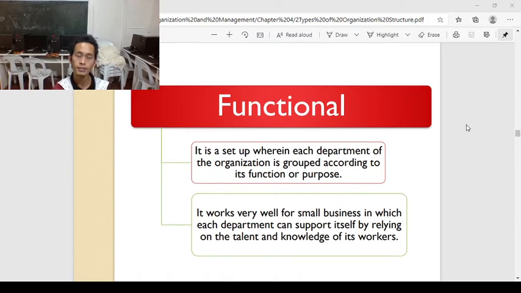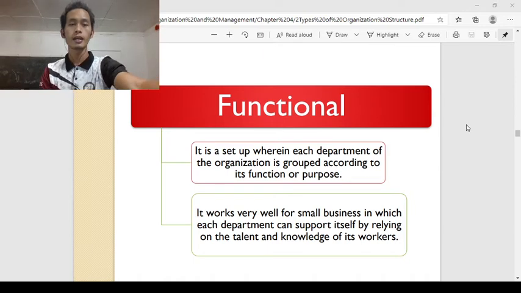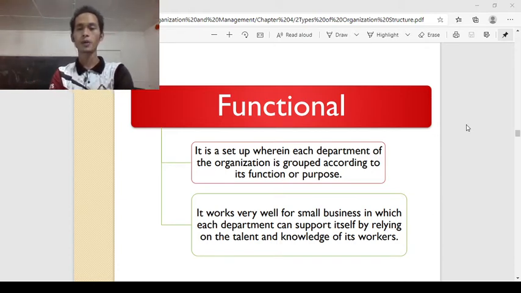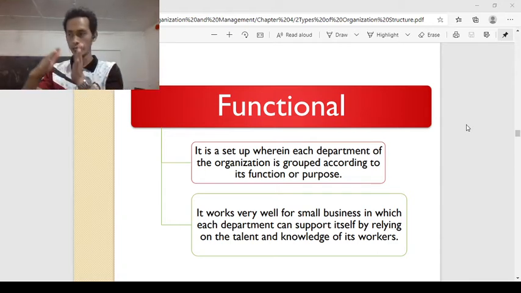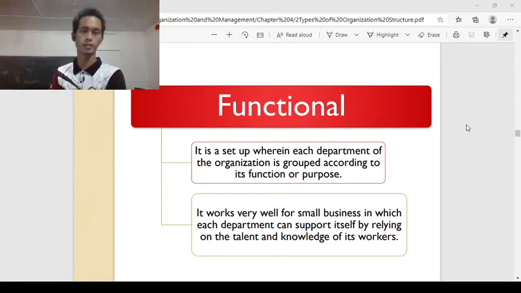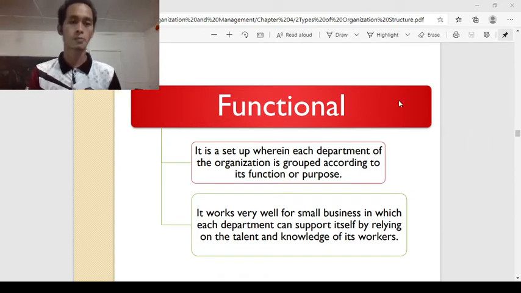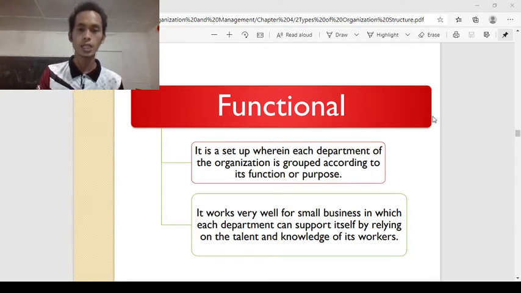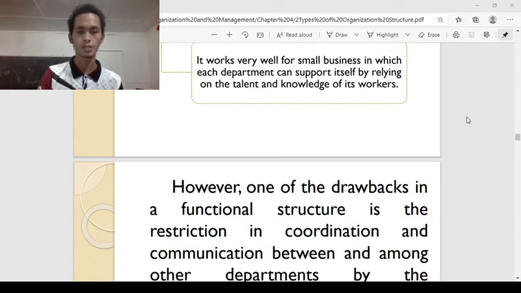Now, functional organizational structure. It is a setup wherein each department of the organization is grouped according to its function or purpose. Like cashiering, lahi si accounting, lahi si budget, lahi si HR, lahi si planning, lahi si research and development. So according to functions or purpose. It works very well for small business in which each department can support itself by relying on the talent and knowledge of its workers.